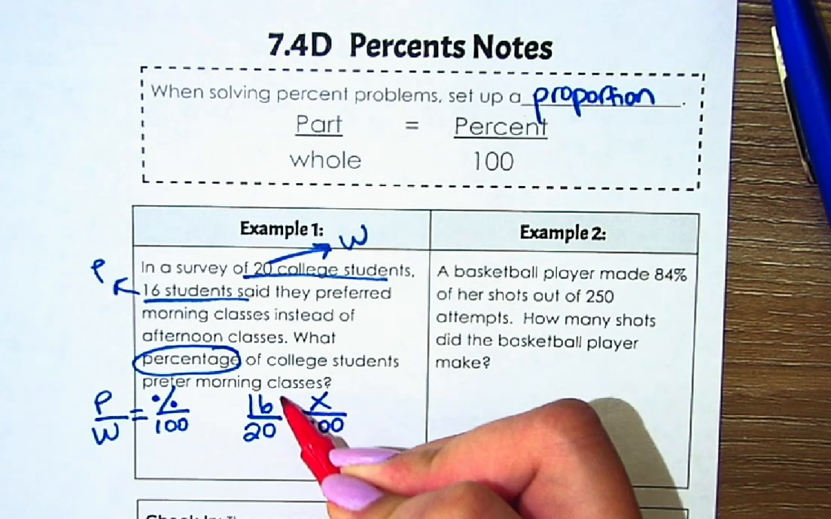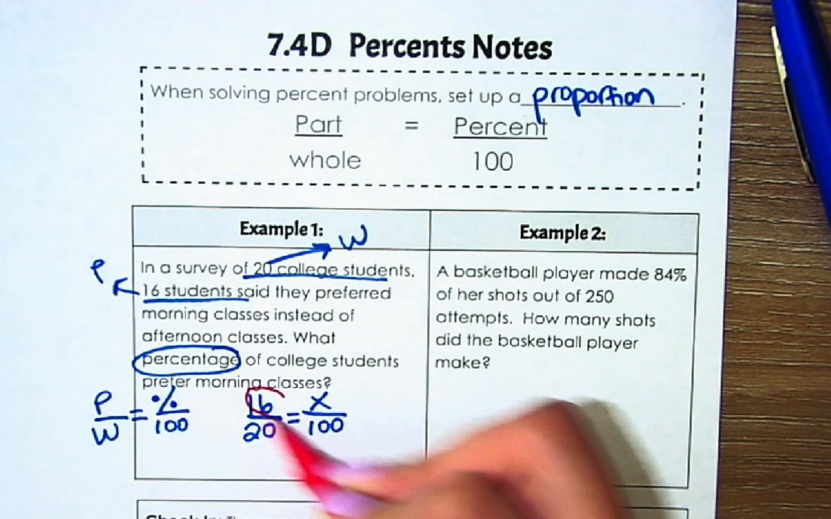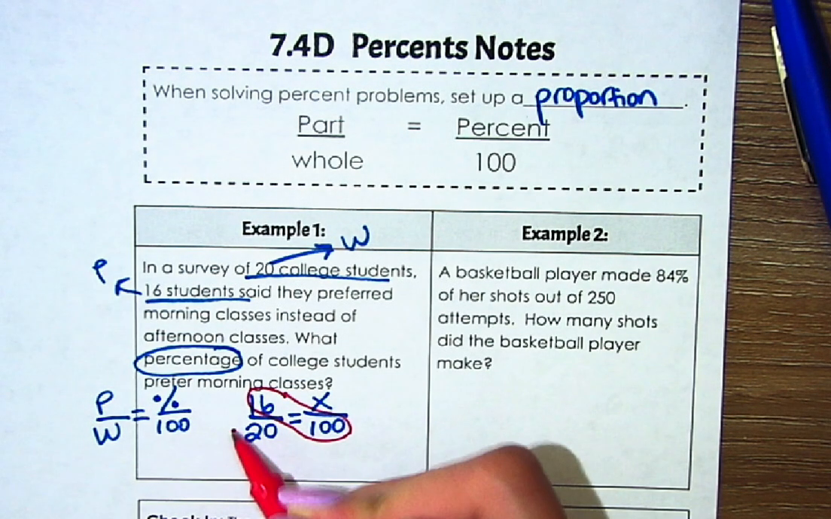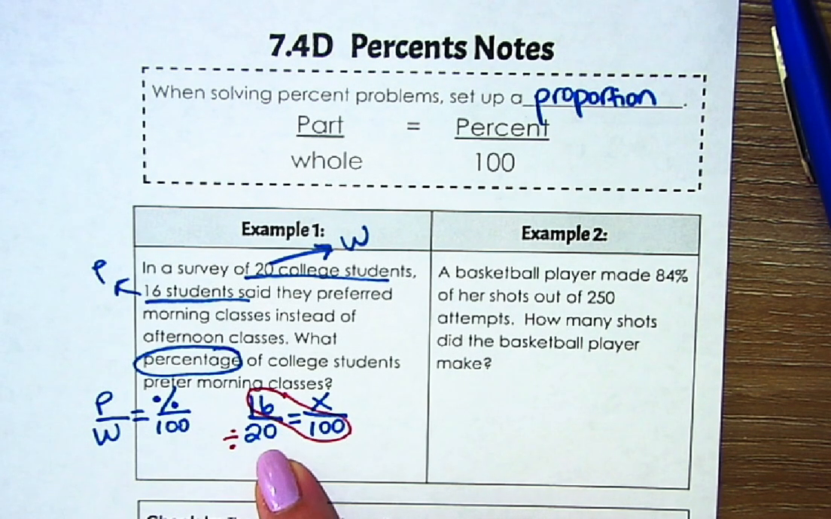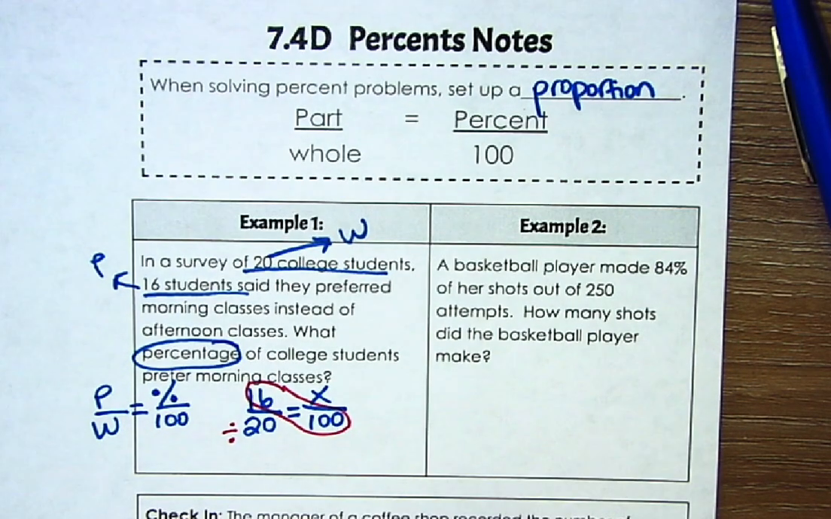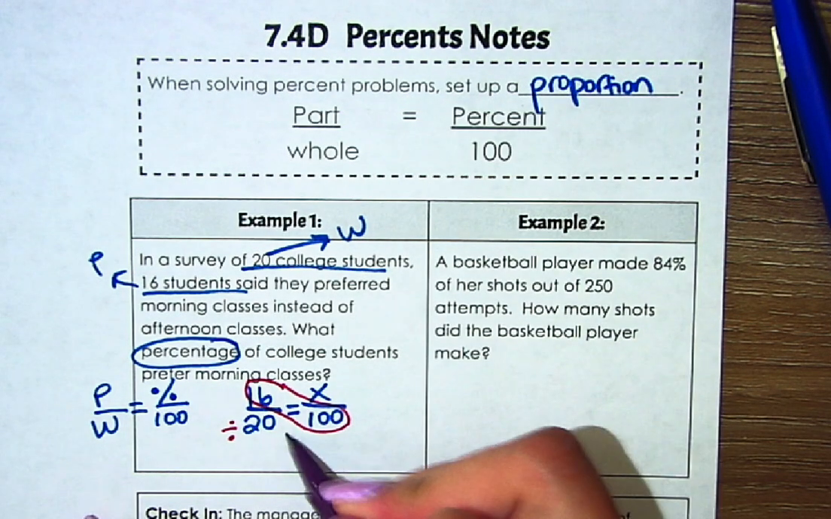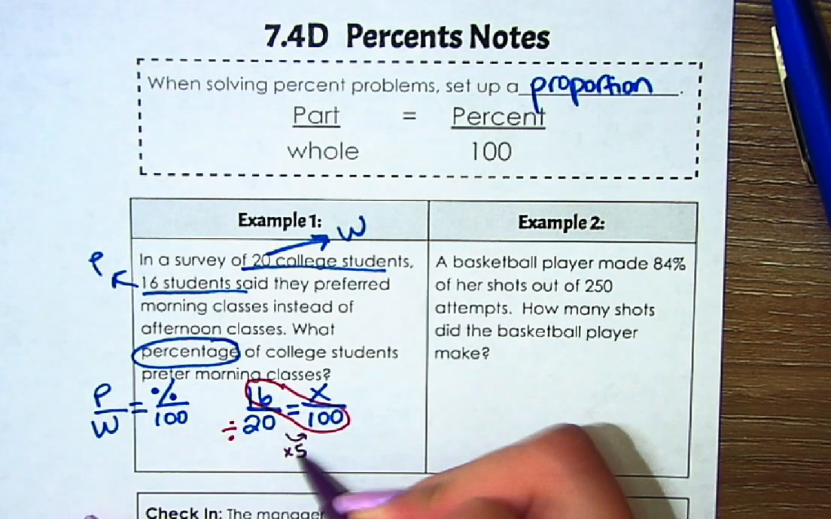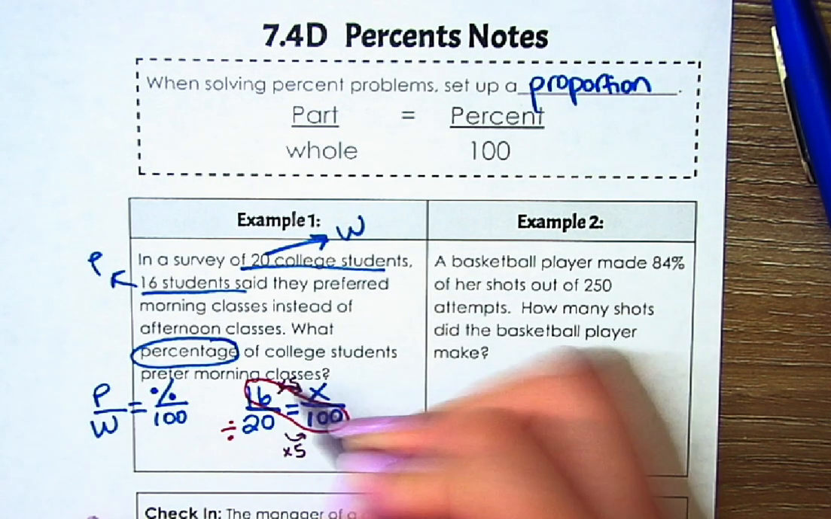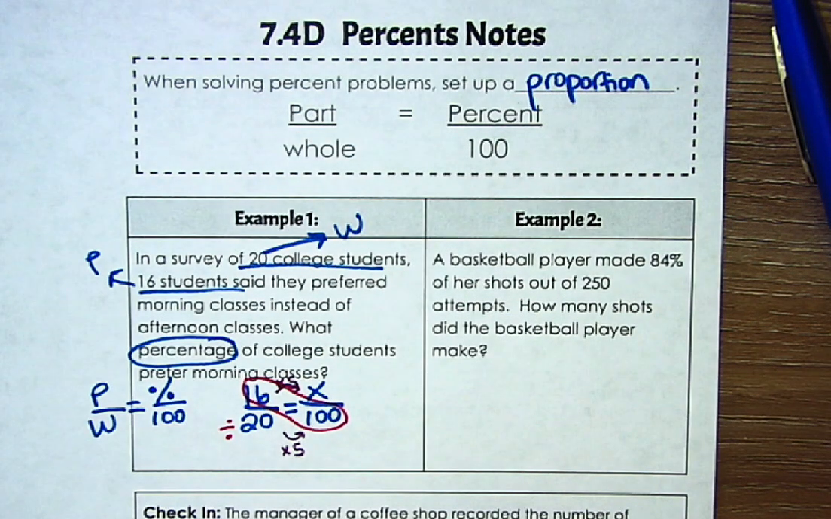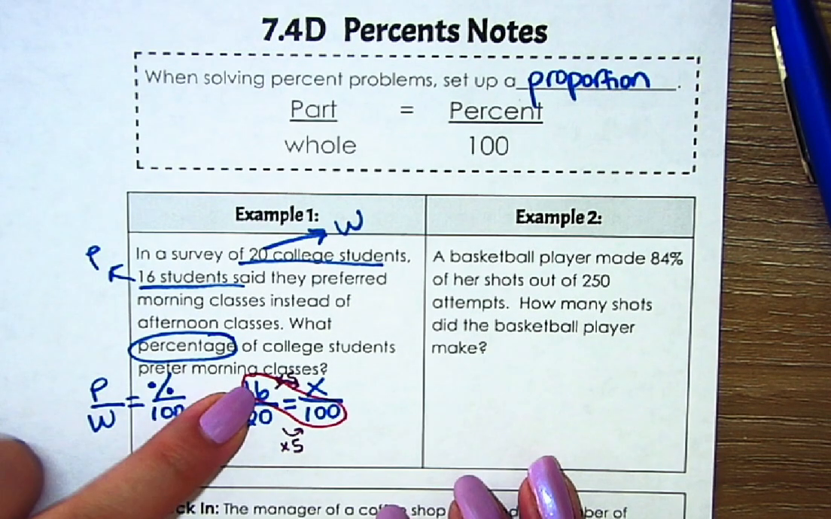So we are going to multiply these two numbers across from each other, and then we're going to divide by 20. Okay, so right here, that's one method. Or just like we've been doing this week, you could find the relationship. 20 times something is going to give me 100. Well, 20 times 5 is going to give me 100. So whatever I multiply on bottom, I got to do to the top. Okay, you could do it that way, or you could just cross multiply and divide.